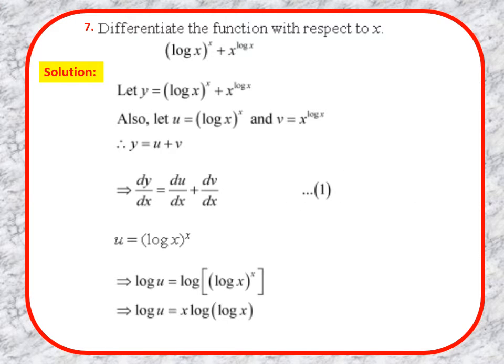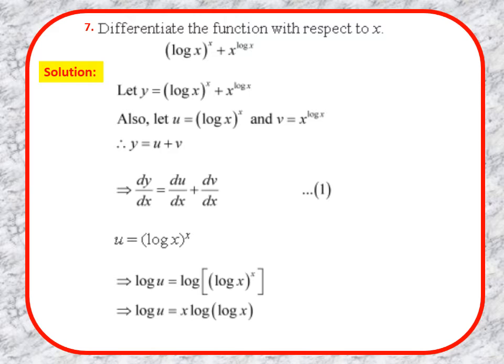Moving to question 8. Differentiate the function with respect to x. The function is (log x)^x + x^(log x). Now you can see that it is an addition of two functions and both are in the form of u(x)^v(x). So we are going to differentiate them separately.